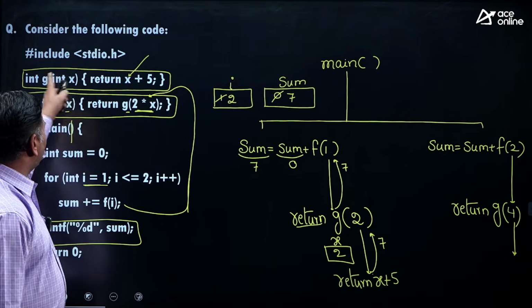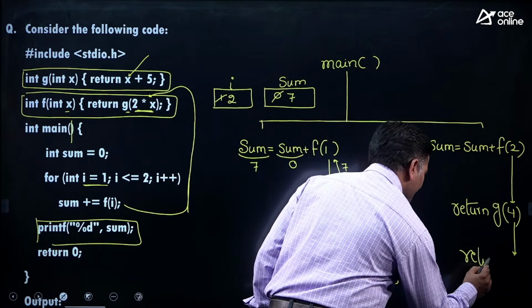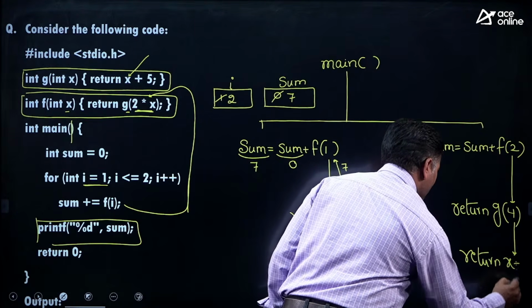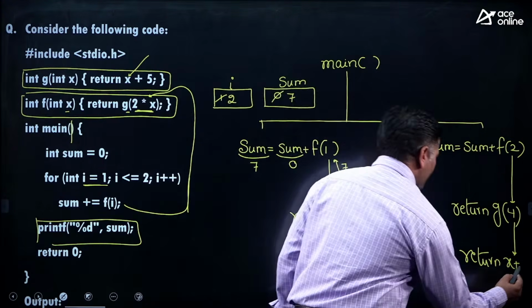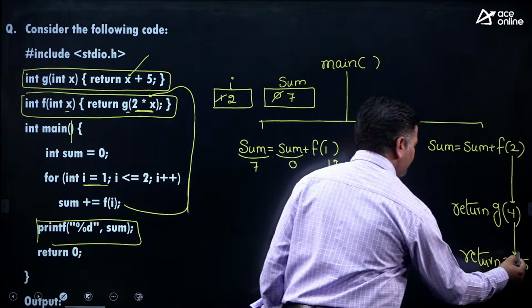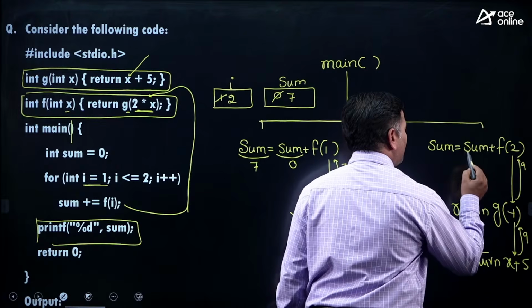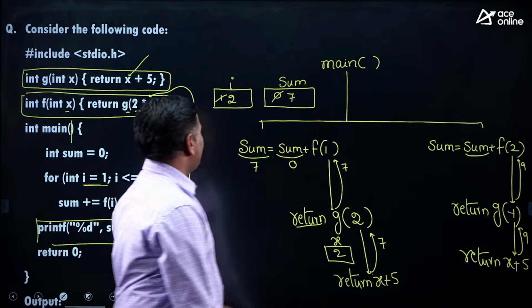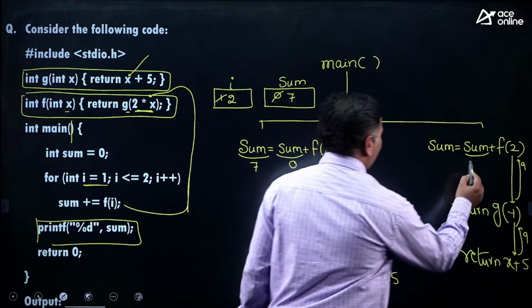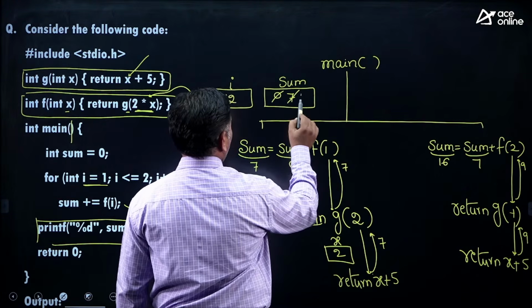So that 4 you are passing as input here, that equals return x plus 5. So since the value of x is equal to 4, 4 plus 5 equals 9. So the return value will give back the value 9. Now take the value of sum. What is the value of sum here? Sum is equal to 7. So 7 plus 9 equals 16. Therefore sum becomes 16.